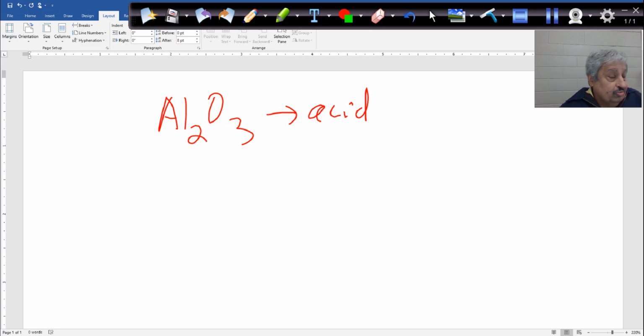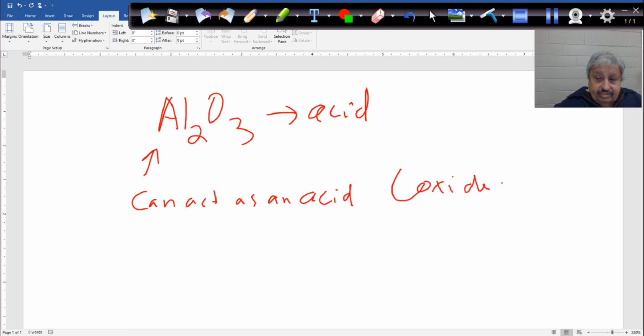Although oxides most of the time act as bases, aluminum oxide can act as an acid because it's valence electron deficient. Oxides in general are bases, but aluminum oxide, because it's deficient, can accept valence electrons.